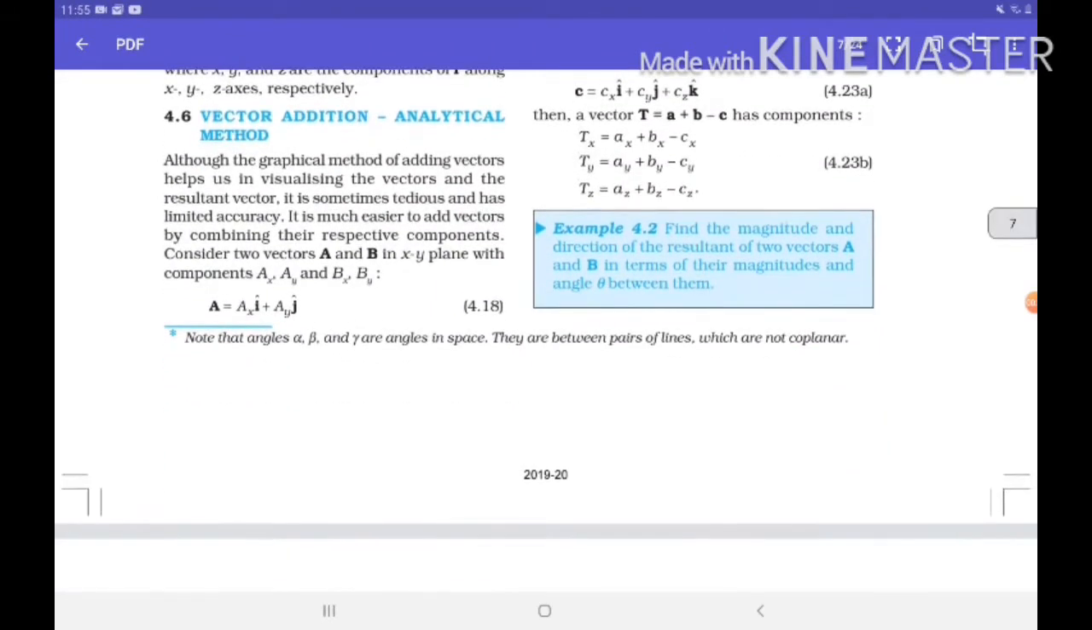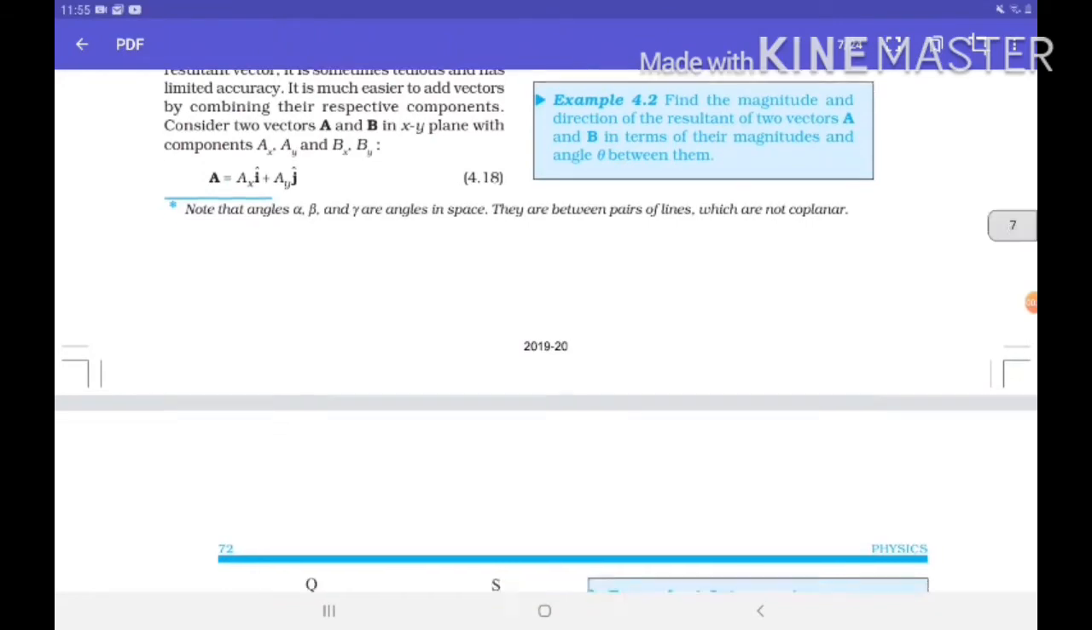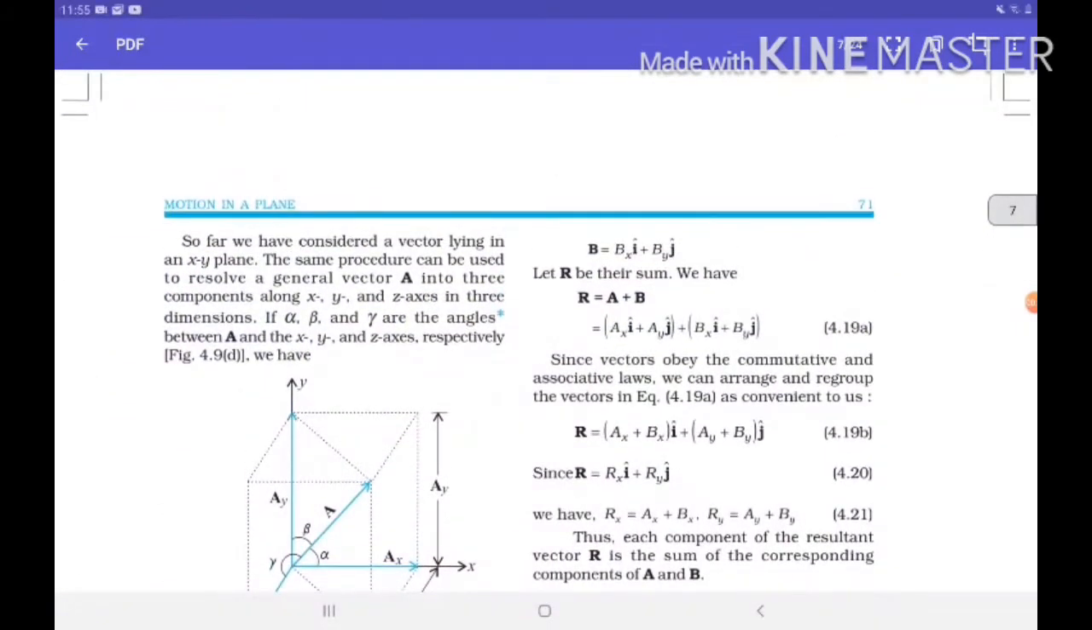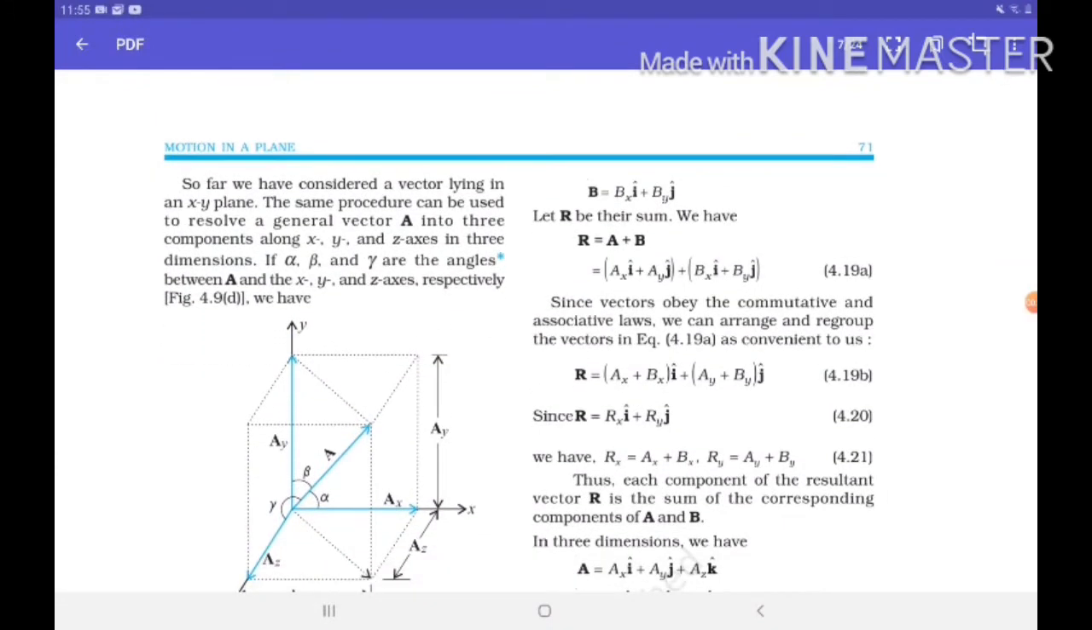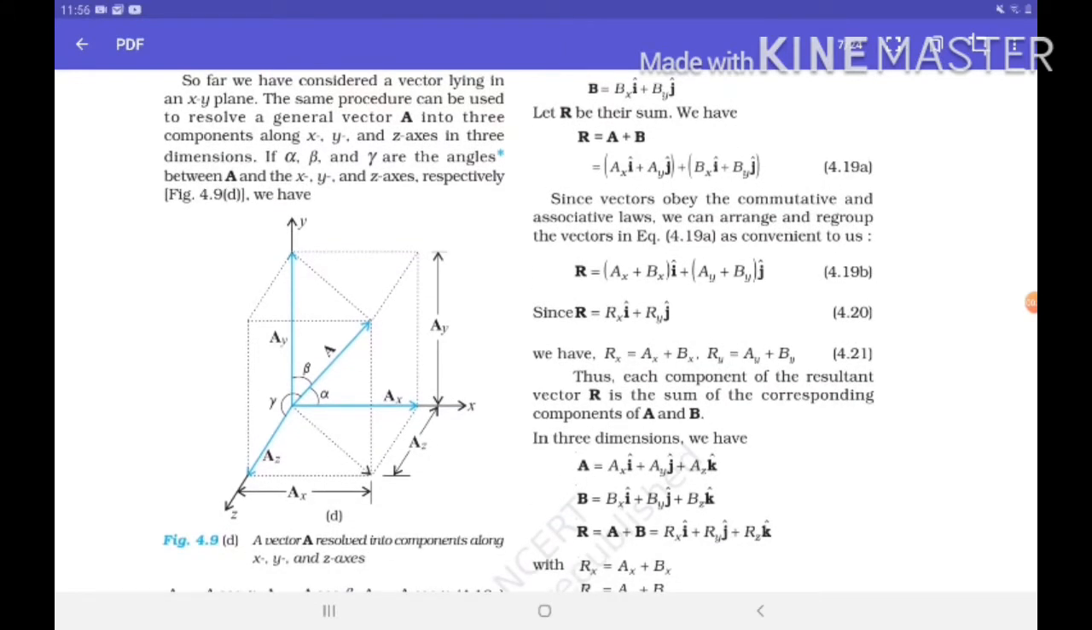Consider two vectors A and B in the xy plane with components Ax, Ay, Bx and By. A is equal to Ax i cap plus Ay j cap. B is equal to Bx i cap plus By j cap. Let R be the sum, so R is equal to A plus B, which is Ax i cap plus Ay j cap plus Bx i cap plus By j cap.